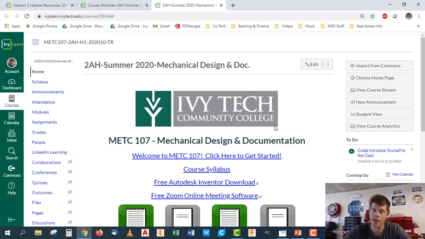So just a heads up, next session we're going to start looking at the Inventor software. Make sure you have it downloaded. If they ask for verification, go to MyIvy, print out a copy of your schedule as like a PDF or a JPEG, or screen capture it, take that and upload it to the Inventor website or to the Autodesk website. And I think usually within a day they'll give you access. So go ahead and get that done now if you can.